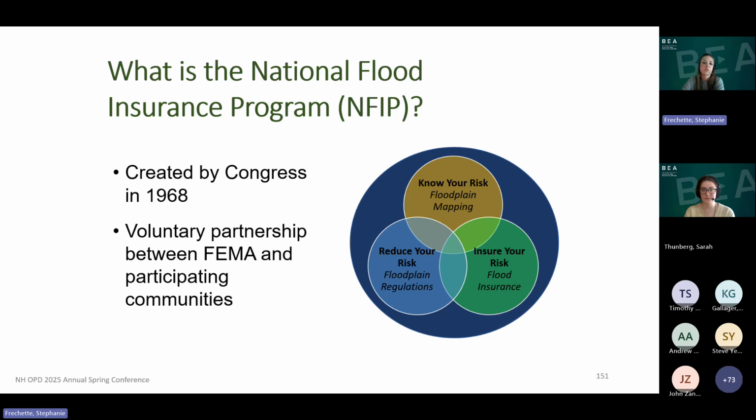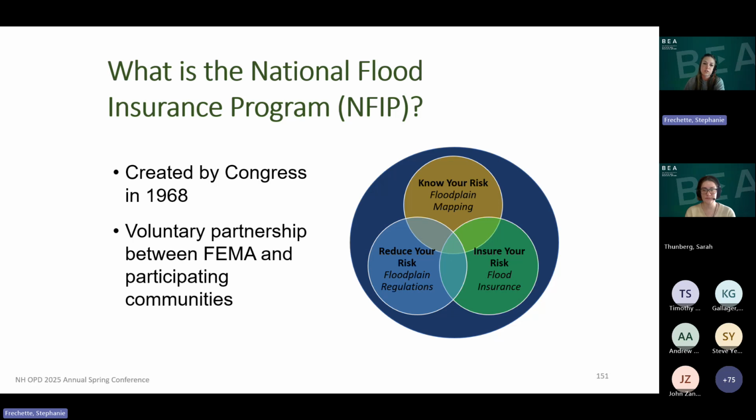The NFIP is often referred to as a three-legged stool, as there are three main components of this program, which include knowing your risk by looking at floodplain mapping, reducing your risk by adopting floodplain management regulations, and insuring your risk with flood insurance.